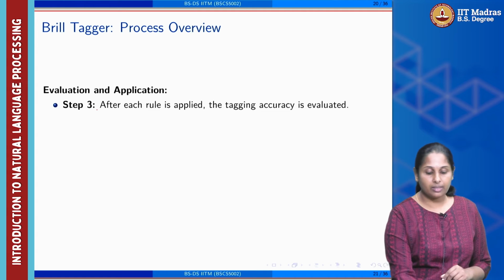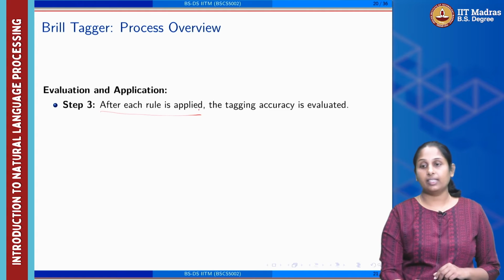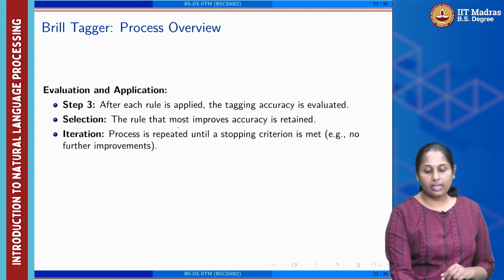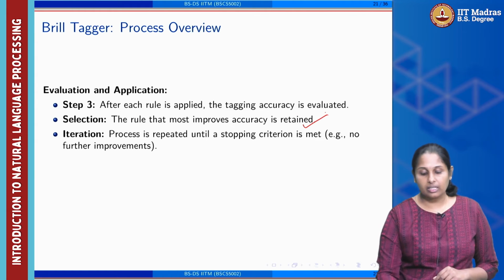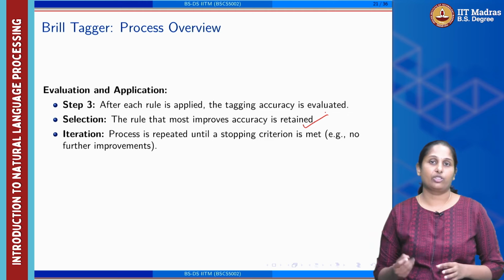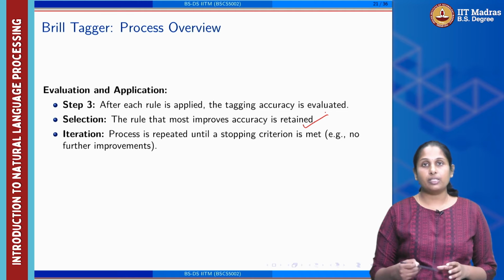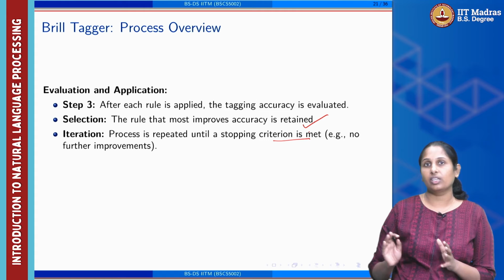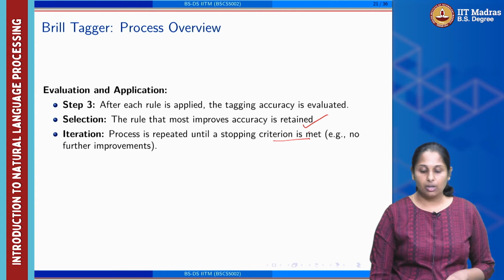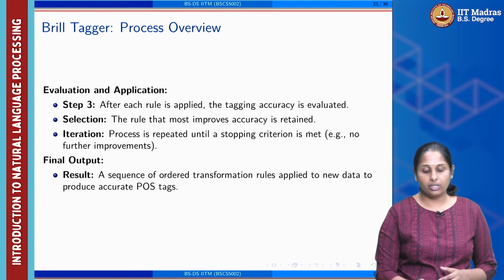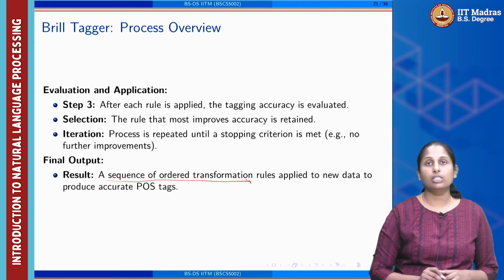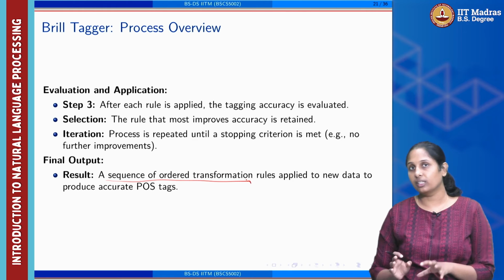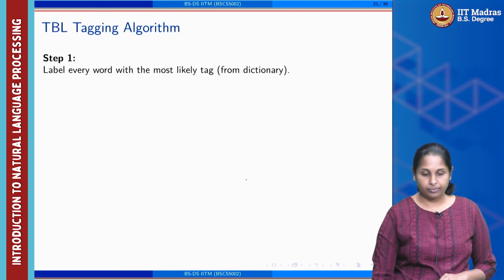And the third step is, after each rule is applied, the tagging accuracy is evaluated, and the rule that most improves accuracy is retained. So it is a kind of iteration process. It is repeated until the criterion is met, that means there is no further improvement possible from the rule set. The final output is the sequence of ordered transformation rules applied to the data, so that we are trying to get the accurate POS tags.